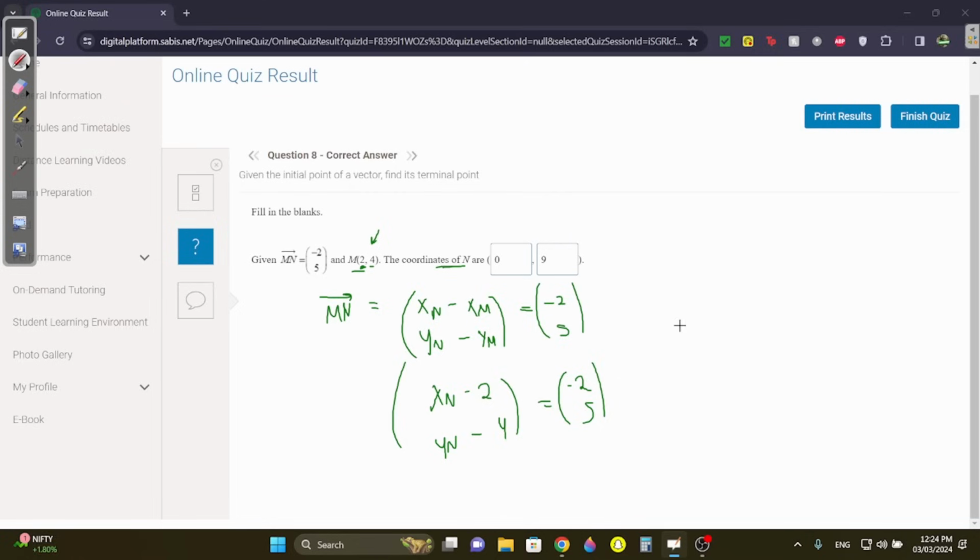Can you solve this? Let's go. I solve it. Xn minus 2 equals minus 2. Yn minus 4 equals 5. Take minus 2 to the other side, it cancels. You get xn equals 0. Yn minus 4, take minus 4 to the other side, you get yn equals 9, because 5 plus 4. So you're going to be left with 0, comma 9.